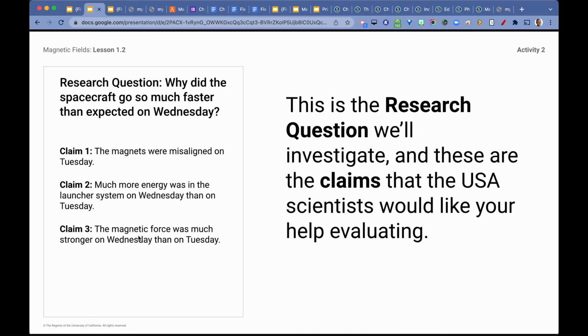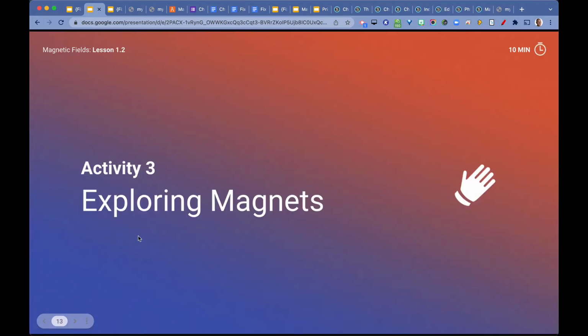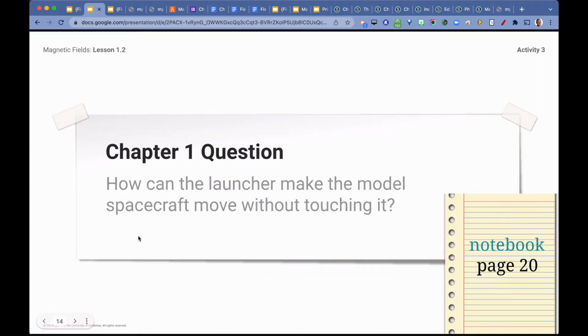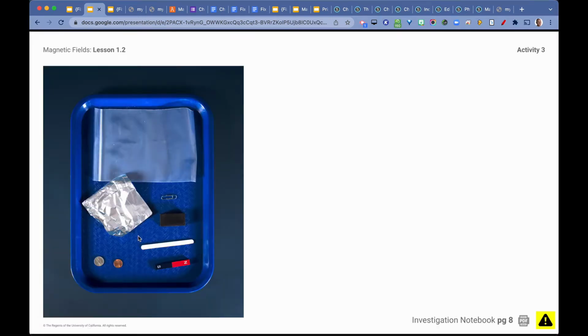Alright, so then the students wrote down the unit question on page 20 of the reference notebook. Our chapter 1 question is, how can a launcher make the model spacecraft move without touching it? And then we investigated the question, how do magnets make objects move?